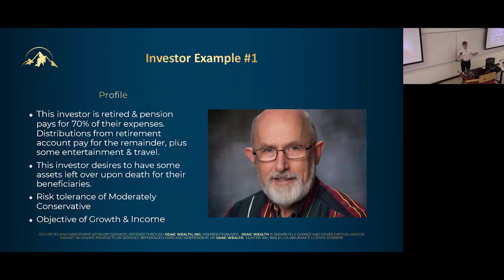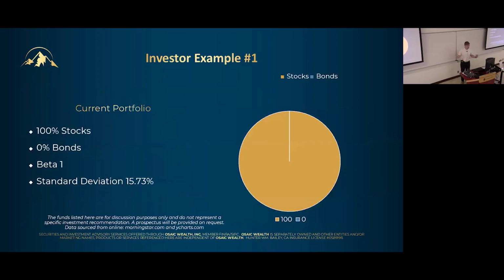So as of right now, his portfolio sits like this. It's got 100% stocks. It's got no bonds. It's got a beta of 1, and the standard deviation is a little bit under 15.75. So do we think that that's a suitable portfolio for this objective right now? No, it doesn't fit. Based on everything that we've just talked about, this doesn't fit either the risk tolerance or the objective.